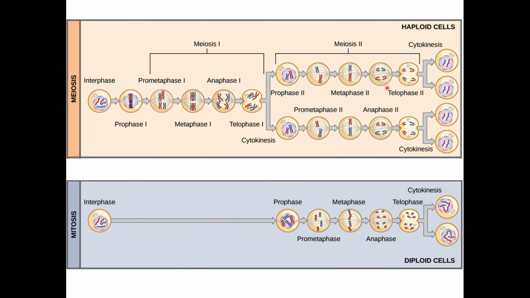During anaphase 2, the sister chromatids are separated, and then you're going to get 2 cells from this particular cell and 2 from that one. So then you're going to end up with 4 cells that are not identical to one another, and they are also not identical to the parent cell that you started with.